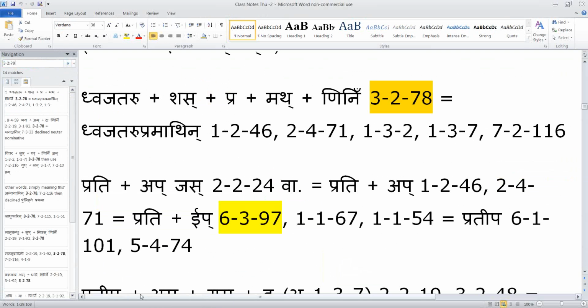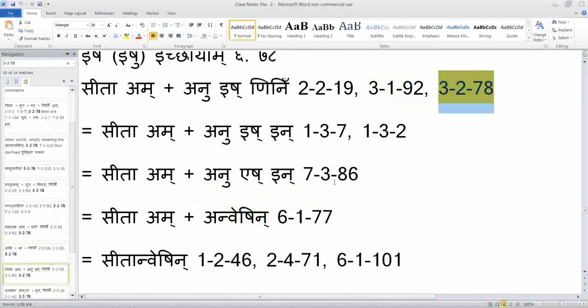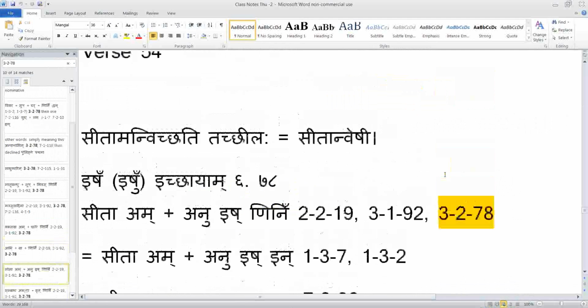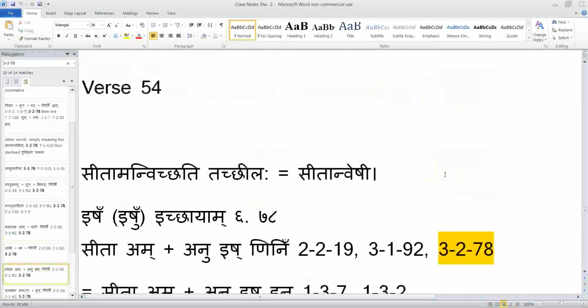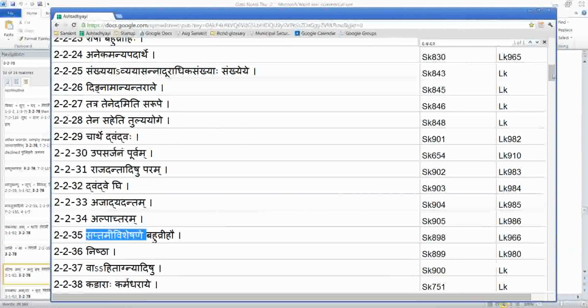How about that? Sita Anveshi, one who is searching for Sita. So Sitam Anvichati Tachilaha. This adhikara, I know time is out. Let's just do this one component and then stop. We'll conclude the class for today.